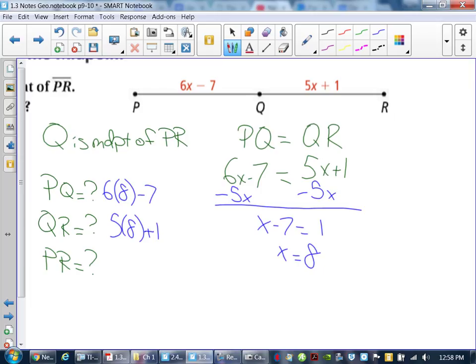Good. 41. Hey, look at that. 41. It's a good thing because they should be the same thing. If not, we done goofed. And 41 and 41 is 82.